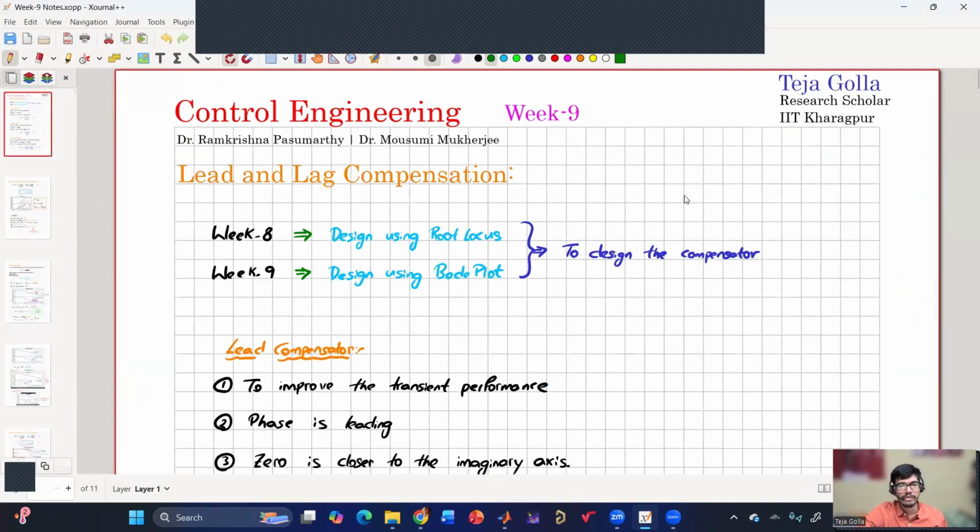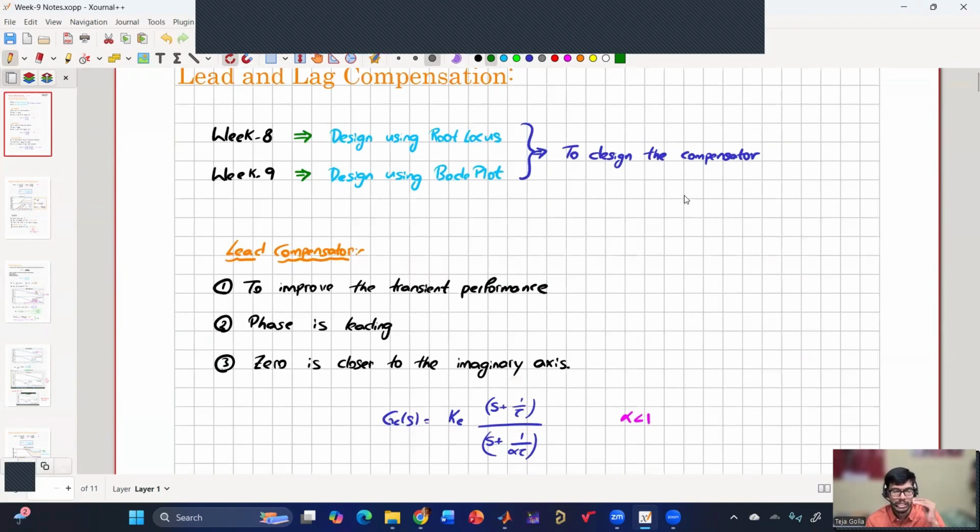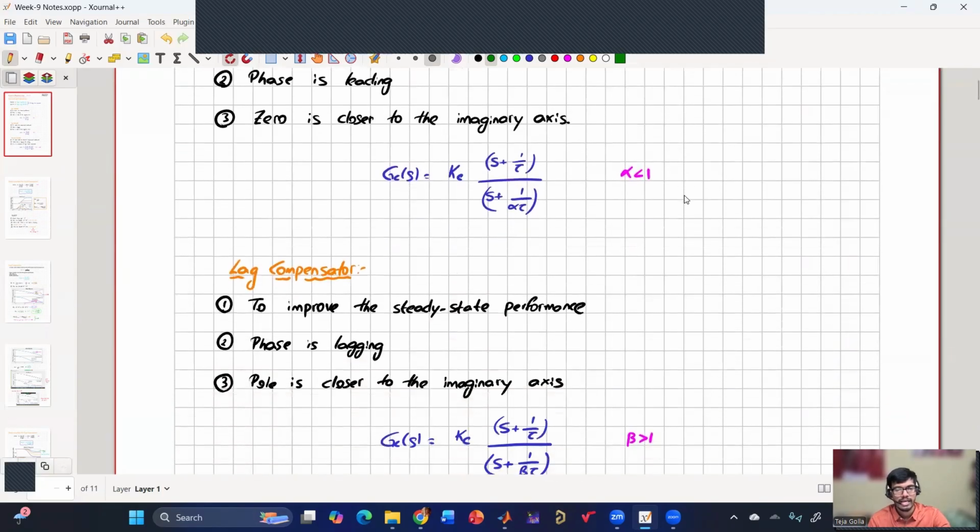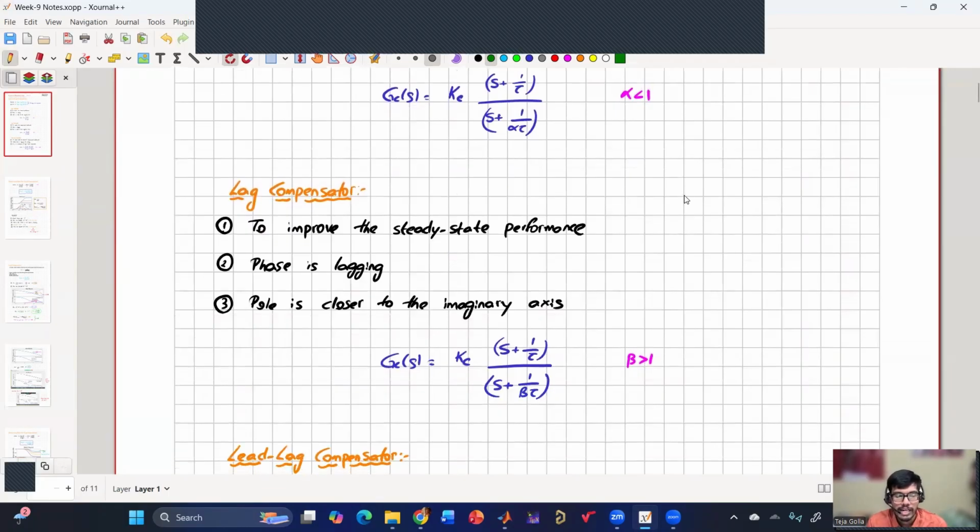To start with, we have discussed the lag as well as lead compensation. Then in week 8, we discussed design using root locus, and in week 9, design using the Bode plot. The overall objective is to design the compensator. The lead compensator is used to improve the transient performance, where the phase is leading and the zero is closer to the imaginary axis. In the case of the lag compensator, we are trying to improve the steady state performance, and here the phase is lagging and the pole is closer to the imaginary axis.